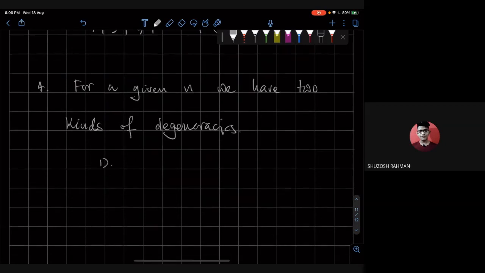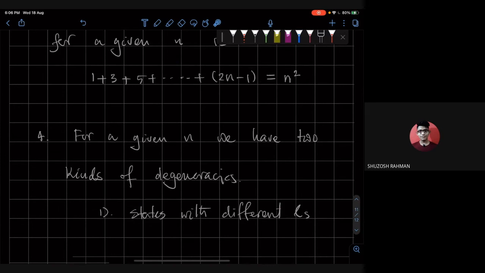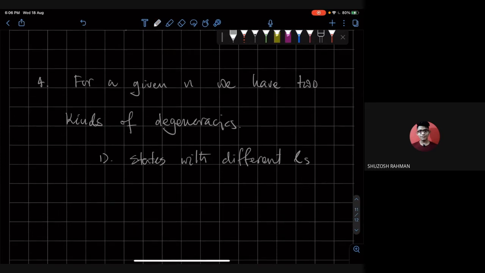One is states with different L's. States with different L's. So here, this is L1, this is L0, this is L1, this is L2, but they have the same energy. So this kind of degeneracy is known as accidental degeneracy.